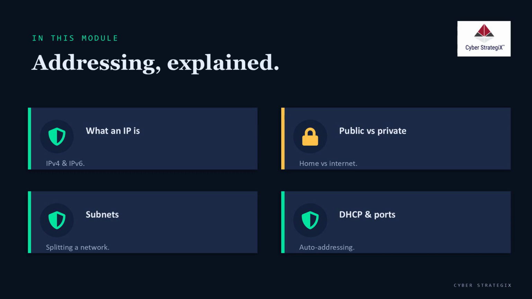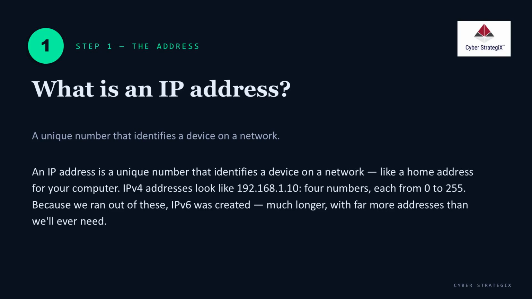Let's dive in. An IP address is a unique number that identifies a device on a network, just like a home address identifies your house. The version you'll see most is IPv4, written as 4 numbers separated by dots, like 192.168.1.10. Each number ranges from 0 to 255.